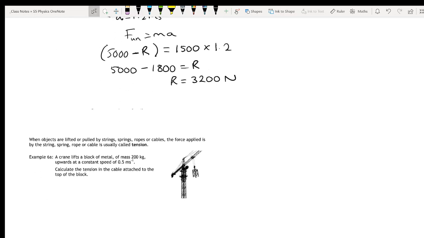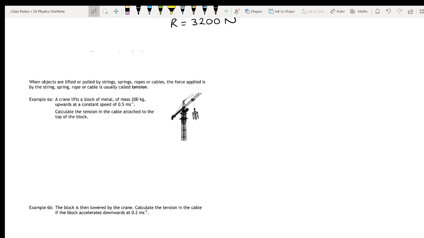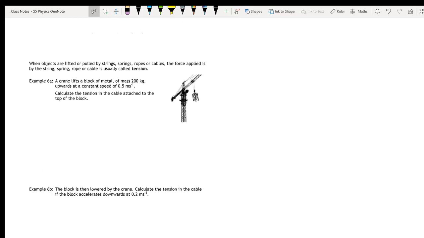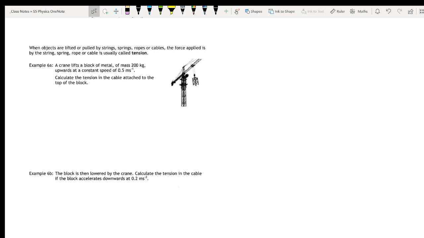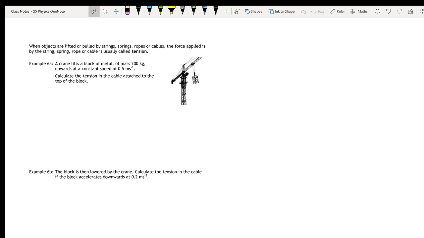So, when objects are lifted or pulled by strings, springs, ropes, or cables, or just any kind of attachment, the force applied by the string, spring, rope, or cable is called the tension. For example, a crane lifts a block of metal of mass 200 kilograms upwards at a constant speed of 0.5 meters per second. Calculate the tension in the cable attached to the top of the block.